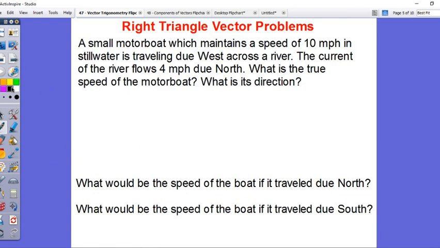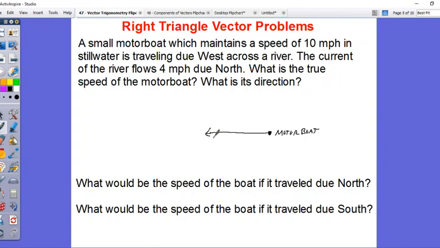Right triangle vector problems. A small motorboat, which maintains a speed of 10 miles per hour in still water, is traveling due west across the river. So we have our motorboat. First, part of how it's traveling is it's faced in the west direction and it's moving at 10 miles per hour.